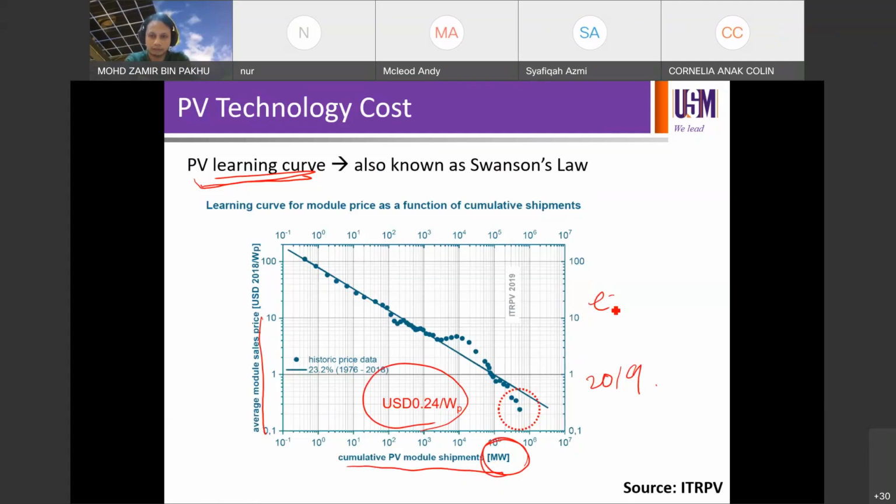Economies of scale means what? It means you have more and more companies manufacturing the same technology and providing the panels to the market. As a result, you end up with a high volume of panels in the market. That's called economies of scale. So now it's gone down to 24 cents per watt.